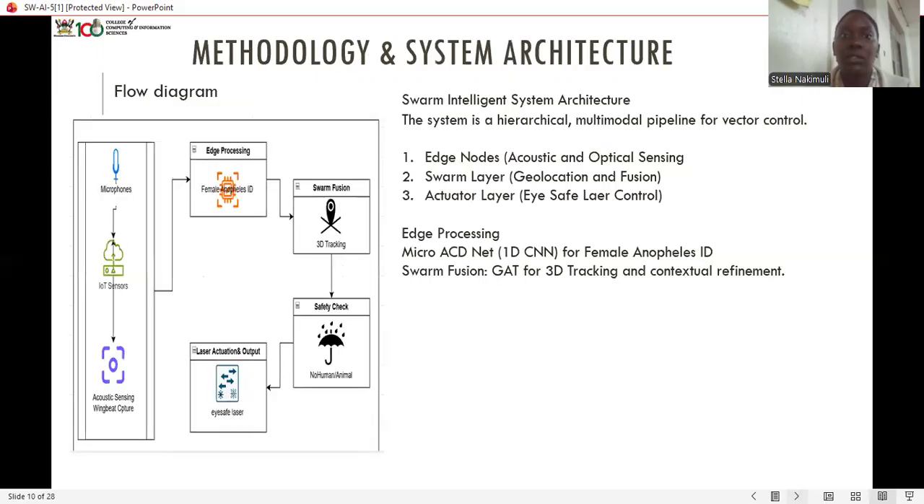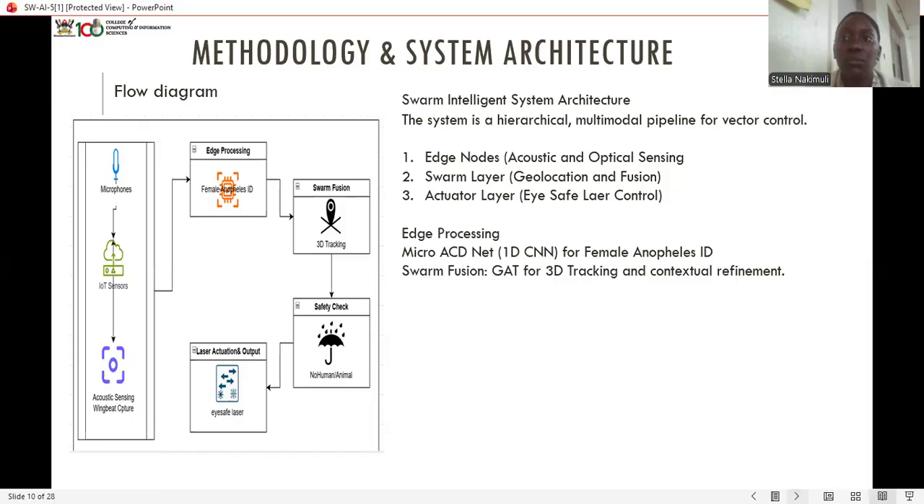This is our system methodology. Here on the left, we have a flow diagram showing the processes we go through, like the acoustic sensing unit, where we sense the movement of the mosquito, and then we go to the IoT sensors that combine to give us a result, and then edge processing, whereby we detect the mosquito.